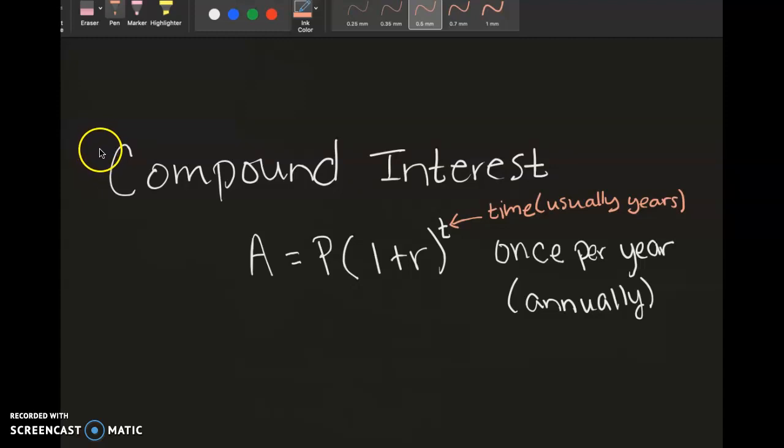Now, T is different than the number of times that your money is being compounded a year, because that's the number of times it's being compounded. It's talking about how many times the interest is being added back into the account, whereas T is how long is your money sitting there in that account.